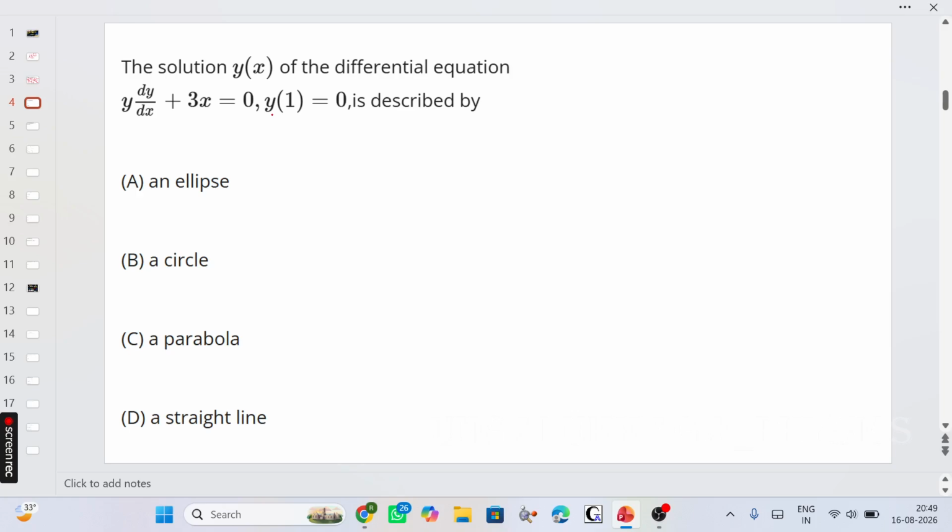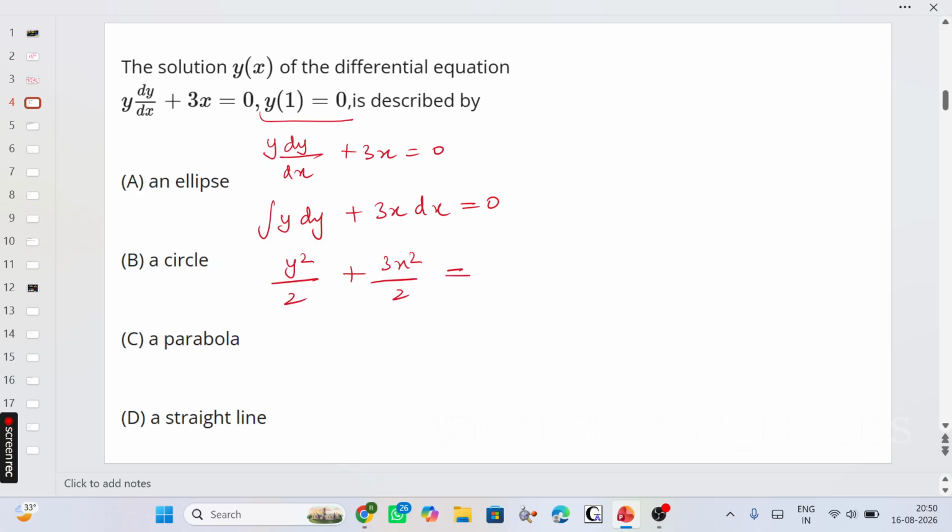So y dy by dx plus 3x is equal to 0. So let's write y dy plus 3x dx, and this is equal to 0. Once you integrate this, you will be getting y squared by 2 plus 3x squared by 2, and we'll be getting some integration constant. That 0 will become some constant here.